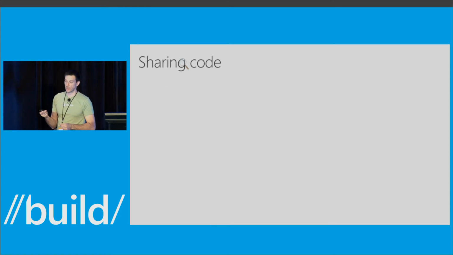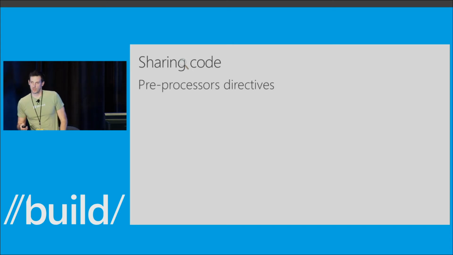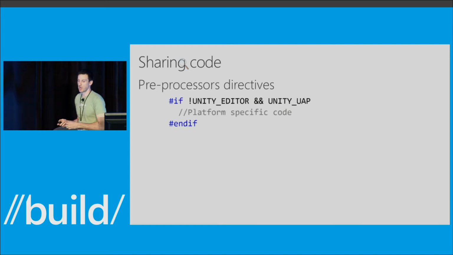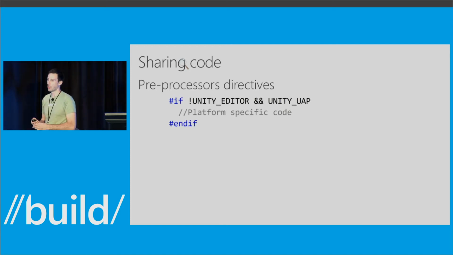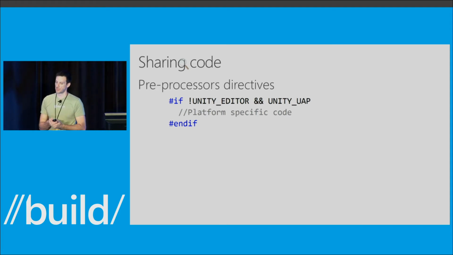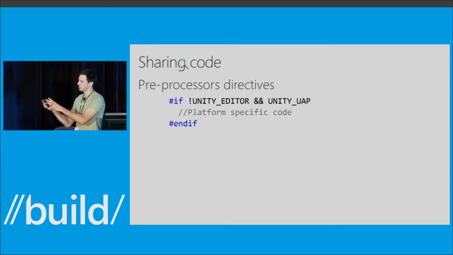All right, next, sharing code. When you have platform-specific code that you want to run one way on one platform and another way on a different platform, you can use preprocessor directives inside of Unity. There's a whole bunch of them built in. This one would say, if I'm building for Unity UAP, imagine the A is a W, that's UWP. So if we're building currently for UWP and I'm not running in Unity's editor, then go ahead and compile that bit of code in.